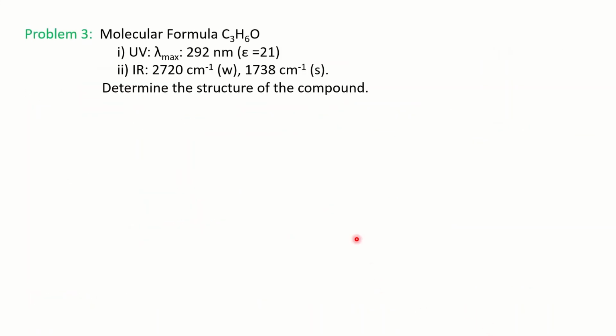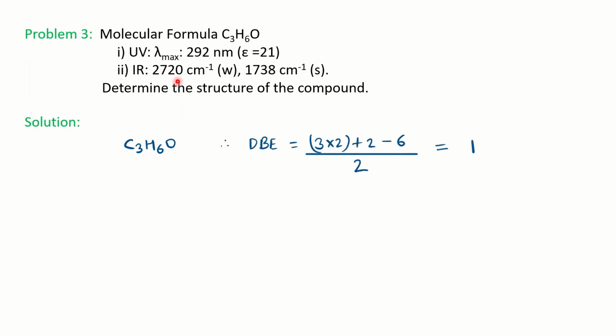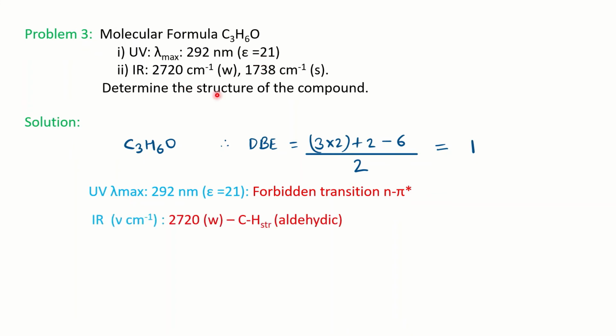The next problem, again you can pause the video and solve it yourself. I hope you can now solve it. The molecular formula is given, UV data is given, IR is given here, and if you have knowledge of frequency with respect to the vibrational bond, then you can definitely solve it. Very first step is calculation of DBE. One unsaturation is present. UV data says you have a forbidden transition, n to pi star, which means a carbonyl is present, and if it is present, definitely you will get the peak in IR also.